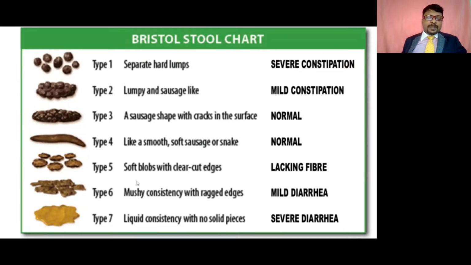And also if anybody has soft blobs with clear-cut edges, it is going to be a lack of fiber. So because of the lacking, they may get soft blobs. And the mushy consistency with ragged edges is mild diarrhea. It may be because of an infection, or maybe a complete leak. The liquid consistency is severe diarrhea. So according to this chart, we can easily understand the patient's constipation stage.